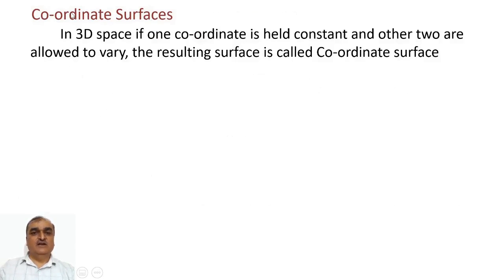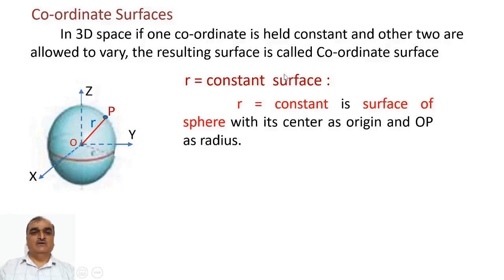We have to see coordinate surfaces in the spherical polar coordinate system. As we have already seen in the Cartesian coordinate system, in three-dimensional space, if one coordinate out of the three is held constant and the other two coordinates are allowed to vary, the resulting surface is called a coordinate surface. Let us see them one by one.